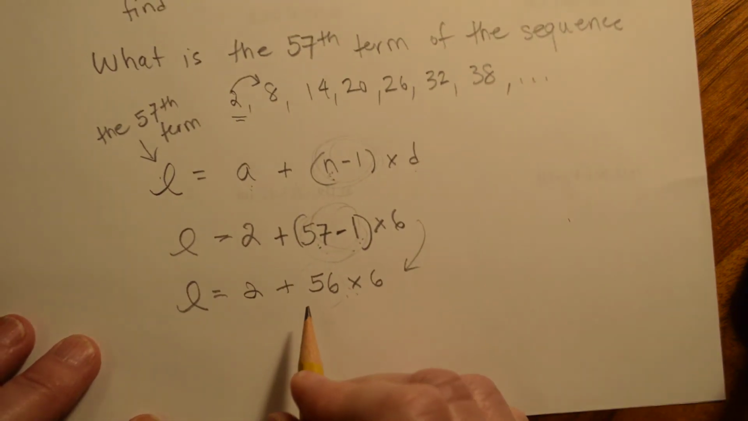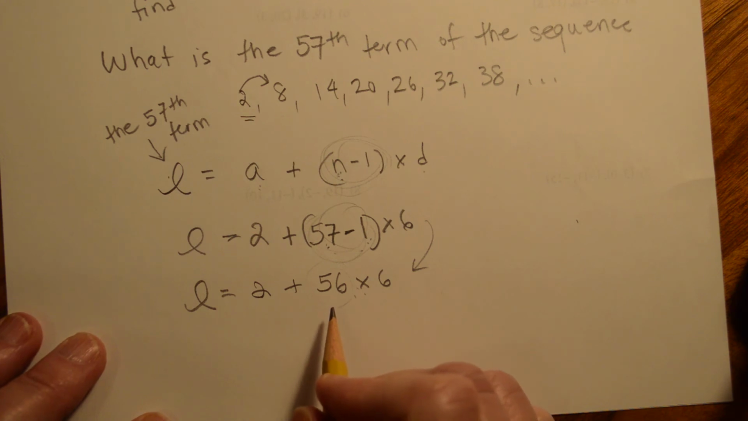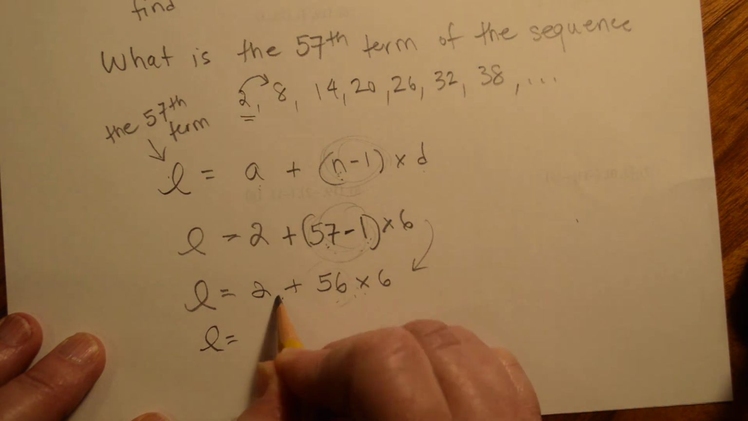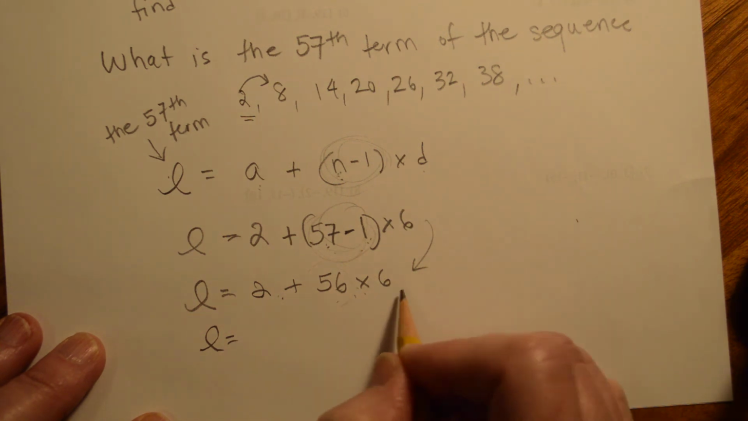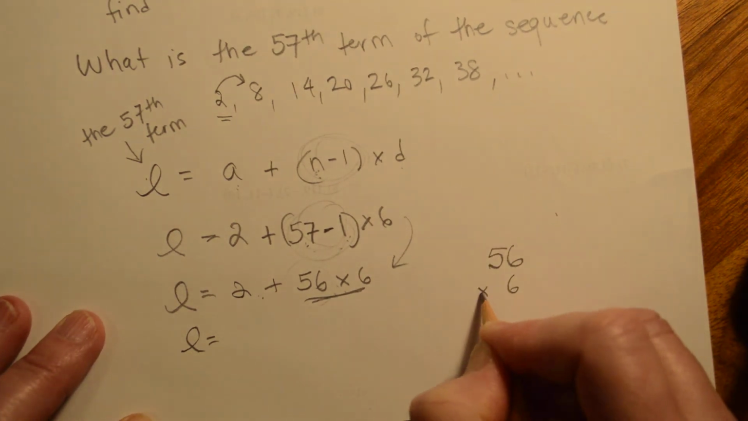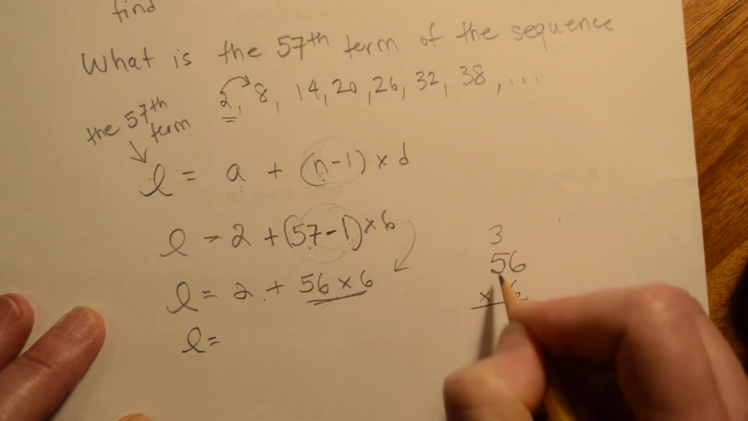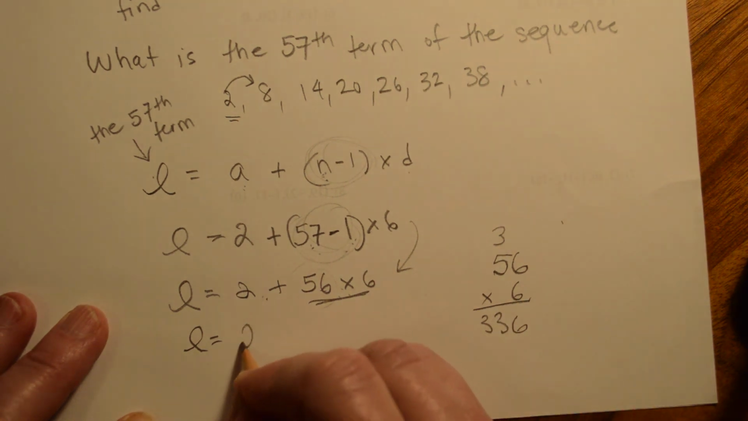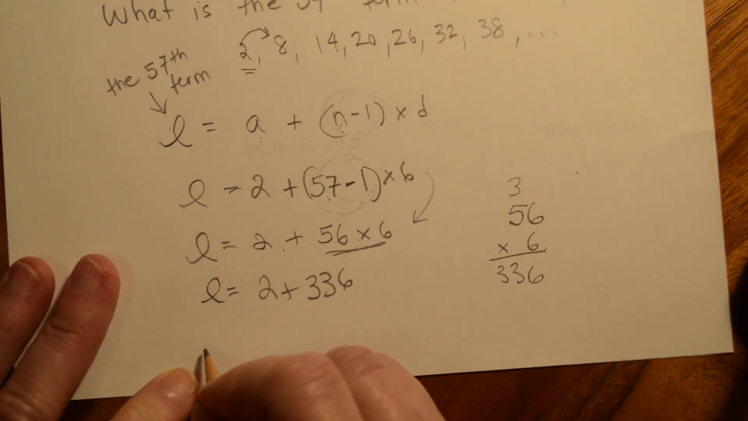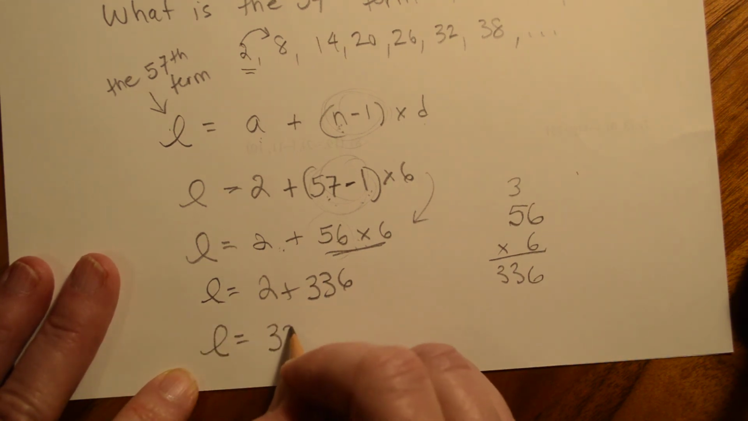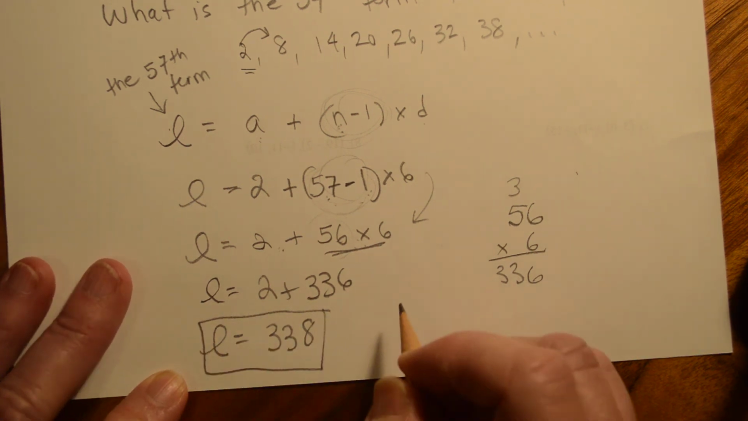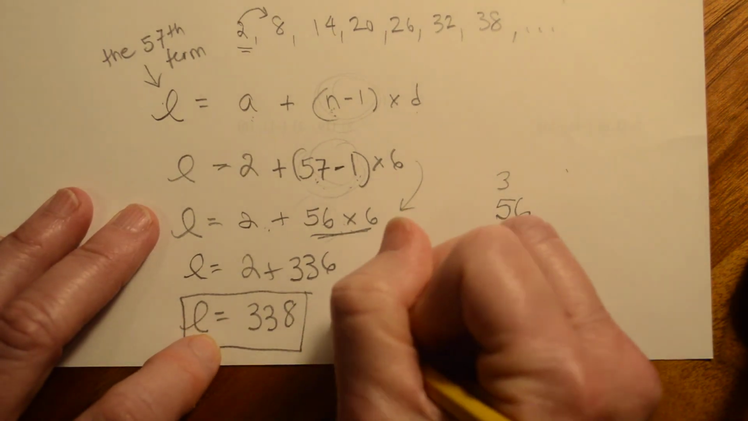Okay, then order of operations tells us that we have to do multiplication before addition. So the first thing we're going to do is not the 56 plus 2. Don't do that. It's tempting, but don't. Do this first. So 56 times 6. 6 times 6 is 36, and that gives 336. So then we've got 2 plus 336. There's no choice, the only operation left is addition. So this is going to be 338. And that tells us that the 57th term is 338.